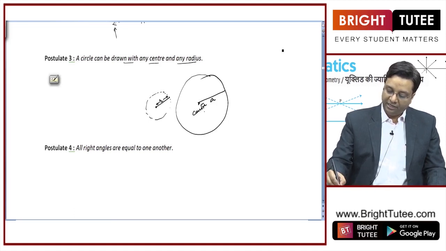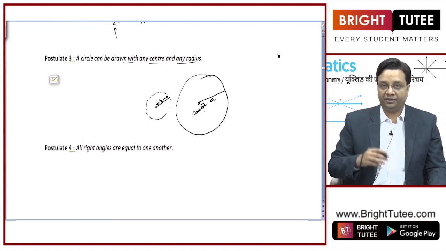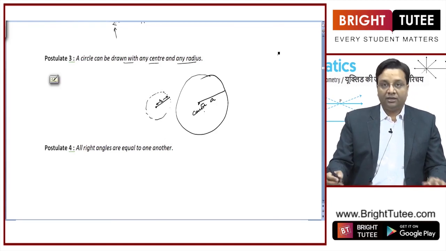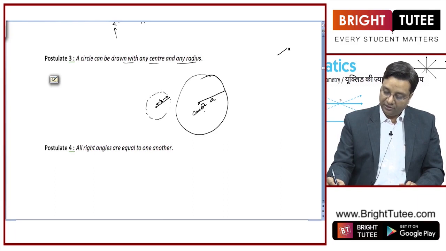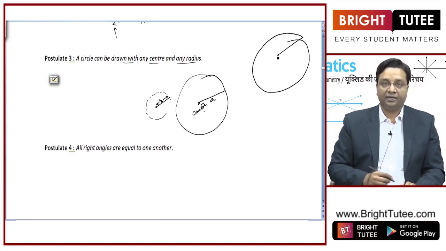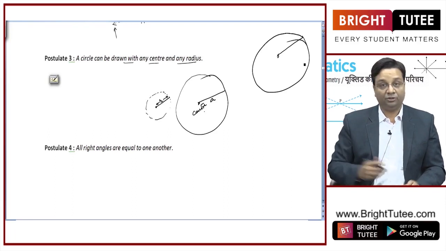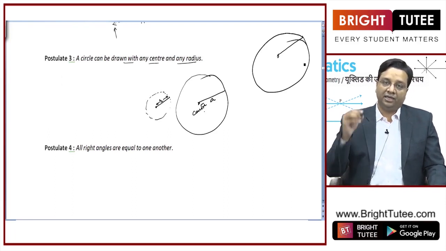So you can take any point in two-dimensional space as center and then draw a circle with any radius. Right? This is not exactly a circle, but you can draw a circle with any point taking a certain radius. Right?